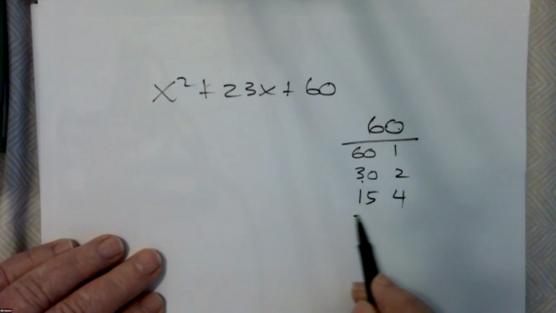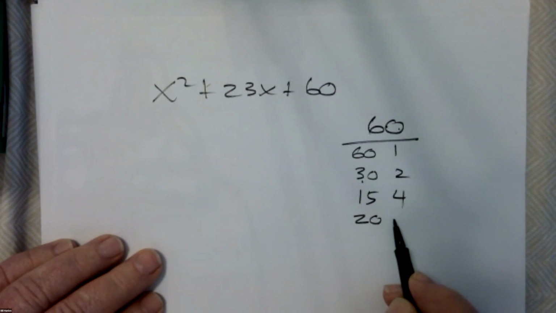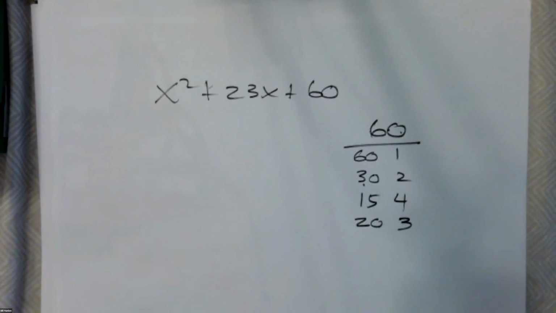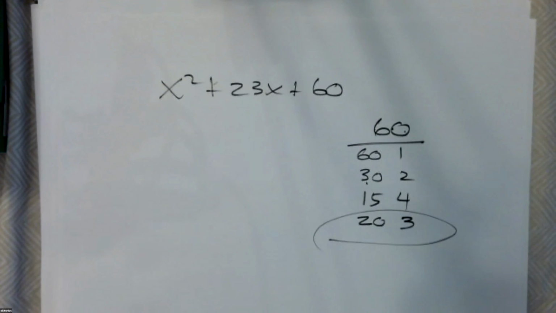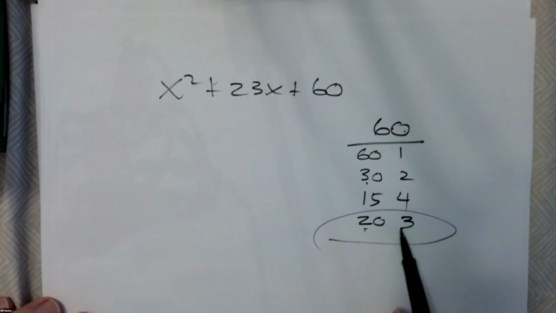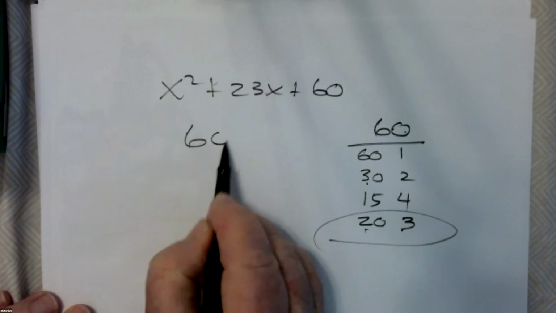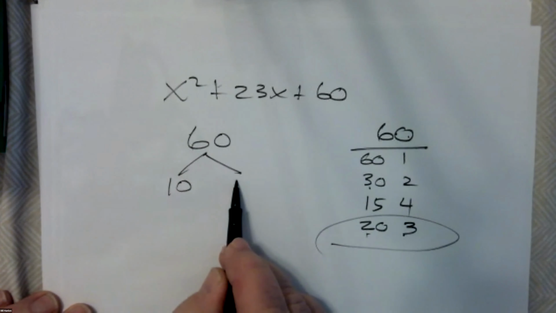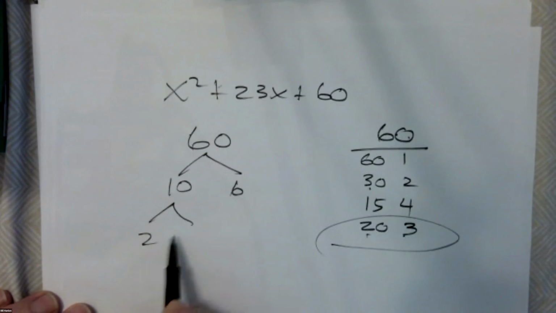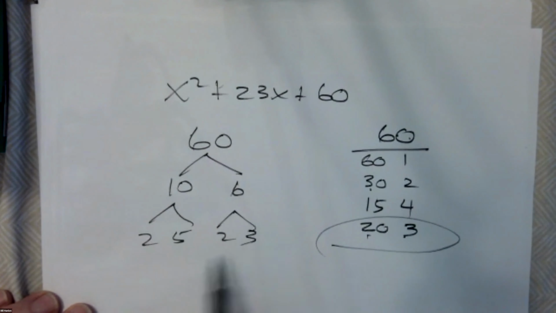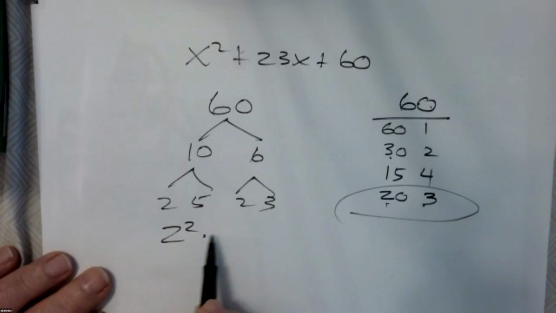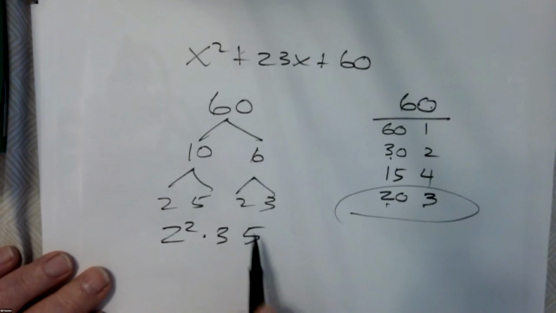Divide 60 by 3 is 20, and multiply by 3 is 23. So there's my factors. Now, is that all the factors? The answer is no, because if I took 60 and rewrote that as 10 times 6, this is 2 times 5 times 2 times 3. So the factors are 2 squared times 3 times 5.